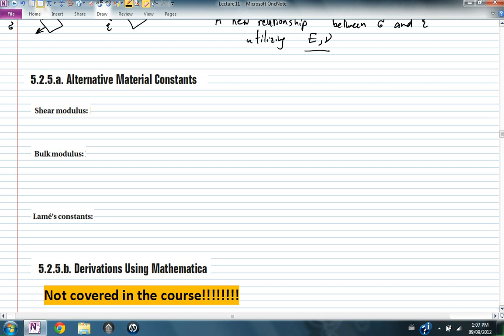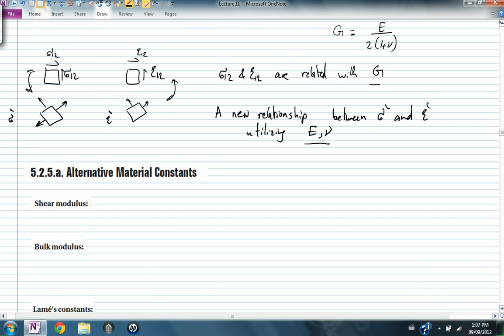So the last thing that we are going to talk about for this part is alternative material constants. We are used to, from our initial or introductory strength of material courses, you have learned that the relationship between the stress and the strain is given by the two material constants E and Poisson's ratio. There is no reason that these are the only material constants that you can use.